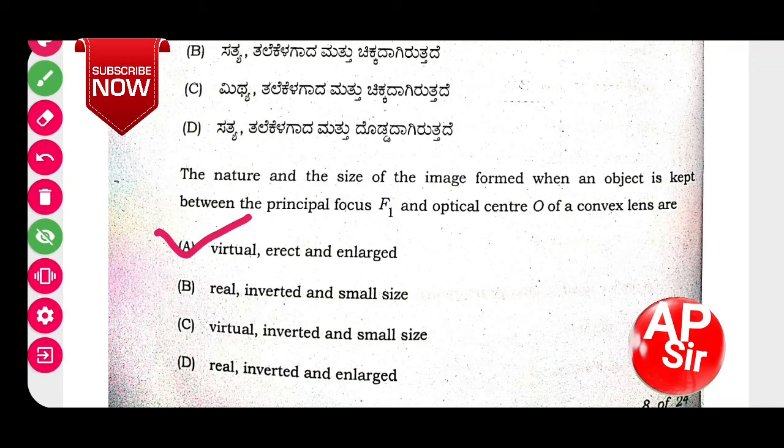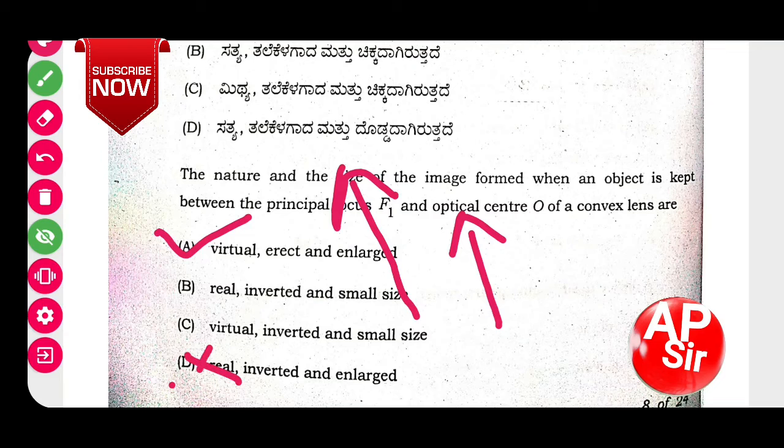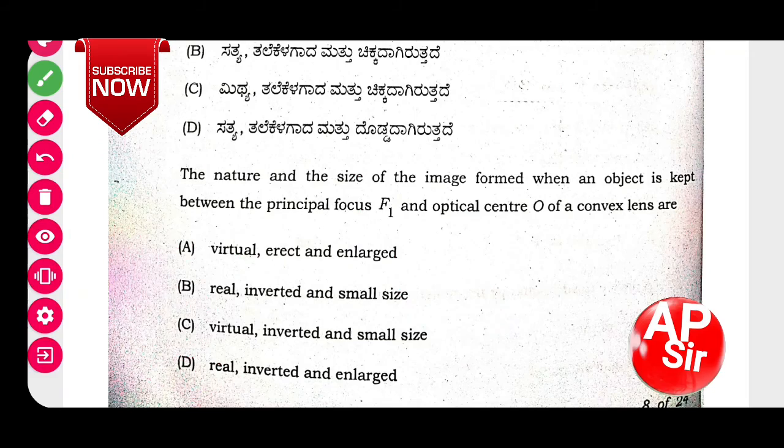Virtual, erect, enlarged. Virtual means the image of the object was there, same upright image we are getting, but it is different in size, so it is enlarged. You can take it, it can't be real. Virtual inverted it can't be. Whenever it is virtual you will get erect. So real inverted is not real. Clearly you can see that option A will be your right answer.